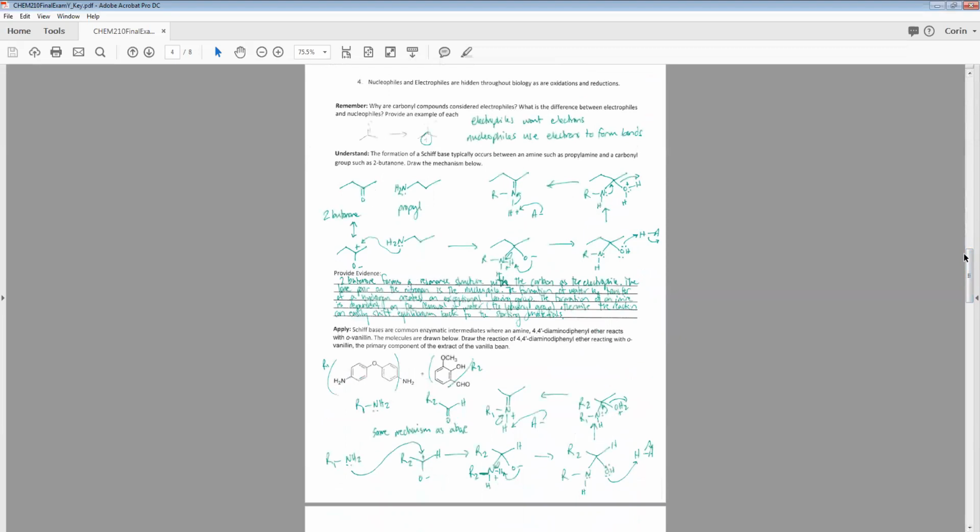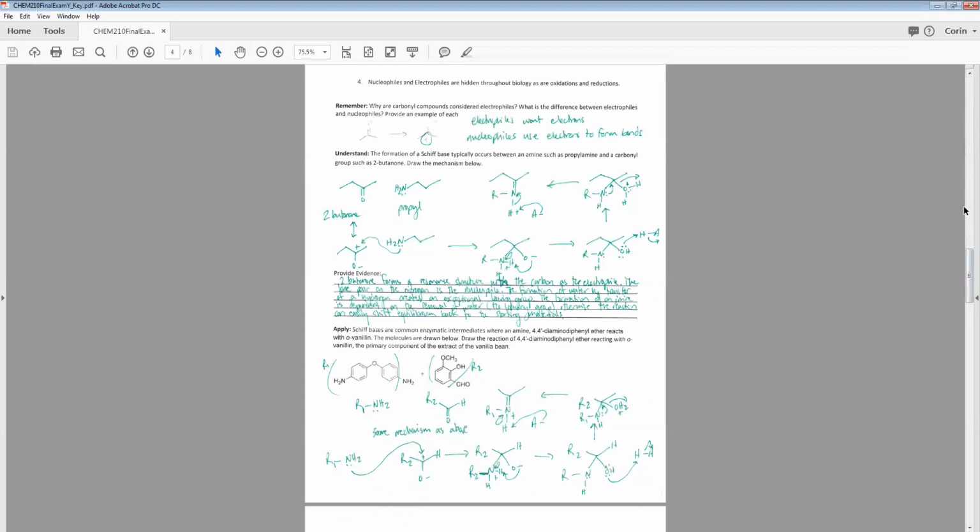The formation of a Schiff base typically occurs between an amine, such as propylamine, and a carbonyl group, such as 2-butanone. Draw the mechanism below. So 2-butanone forms a resonance structure with the carbon as the electrophile. A lone pair on the nitrogen is the nucleophile. The formation of water by transfer of a hydrogen creates an exceptional leaving group.